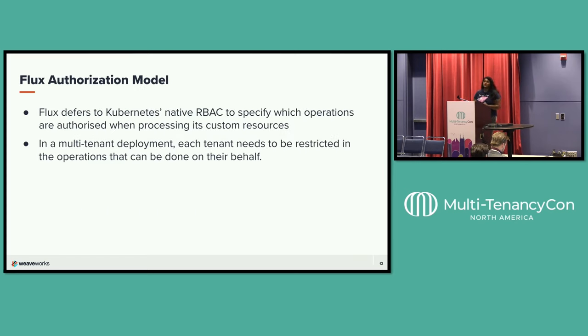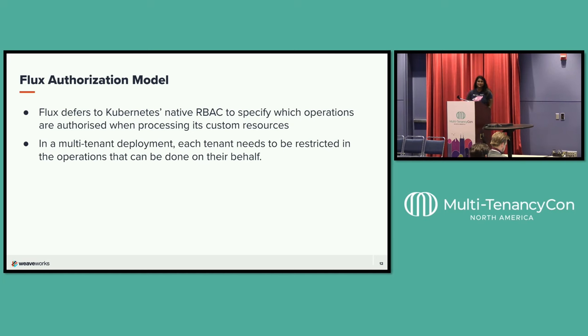So Flux defers to Kubernetes native RBAC to specify which operations are authorized when processing its custom resources. By default, operations are constrained by the service account that the controllers run under, and it has the cluster admin role bound to it. So this works for a model in which all users are trusted. It's obviously not always the case, that's usually not.